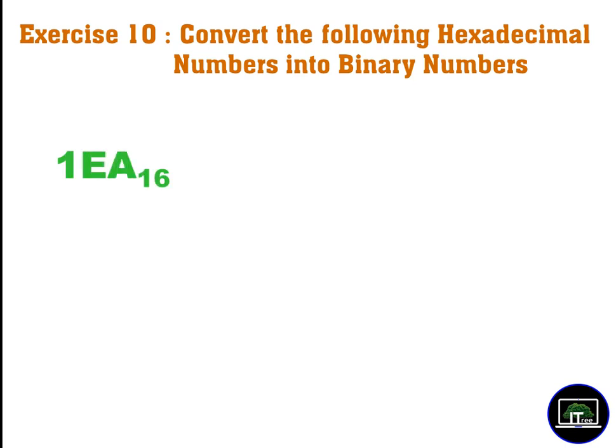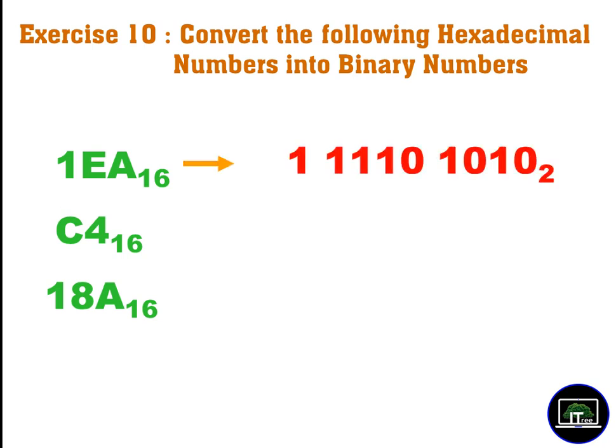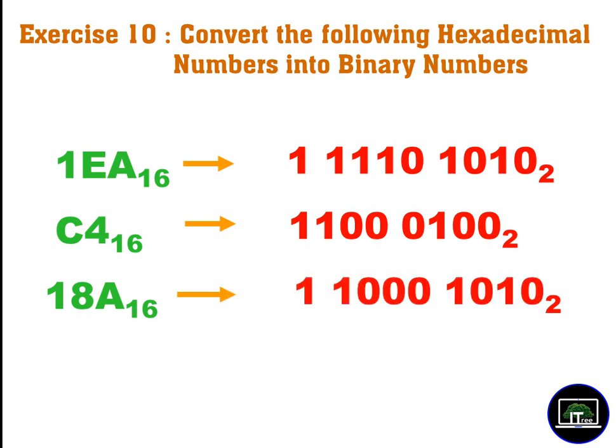Try these exercises: 1EA, C4, 18A. When you convert 1EA to binary, it becomes 1 1 1 1 0 1 0 1 0. When you convert C4 to binary, it is 1 1 0 0 0 1 0 0. 18A from hexadecimal to binary is 1 1 0 0 0 1 0 1 0 1 0.